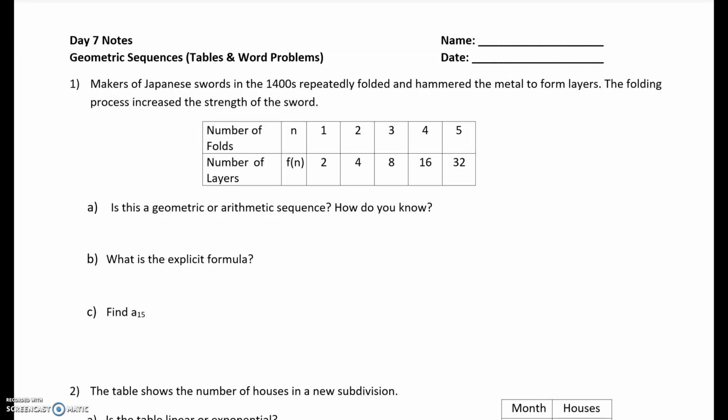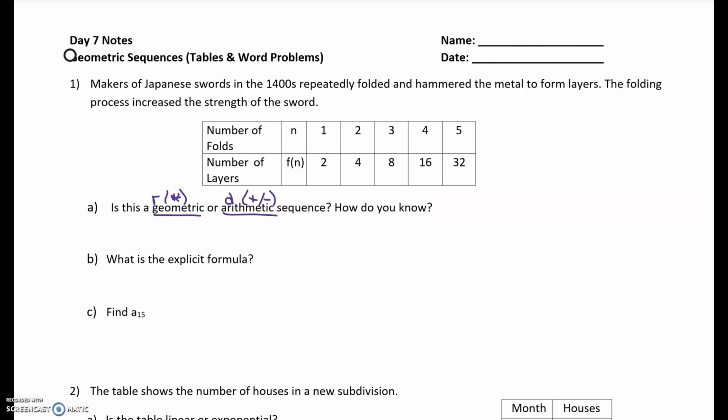So the first question that we have here is, is this a geometric or arithmetic sequence, and how do we know? So first let's talk about how do we classify something as geometric or arithmetic. So remember, geometric has an r, a common ratio, and that comes from multiplying by the same number every single time to get to the next number. Arithmetic, on the other hand, has that common difference, which came from adding or subtracting the same number every single time to get to the next term.